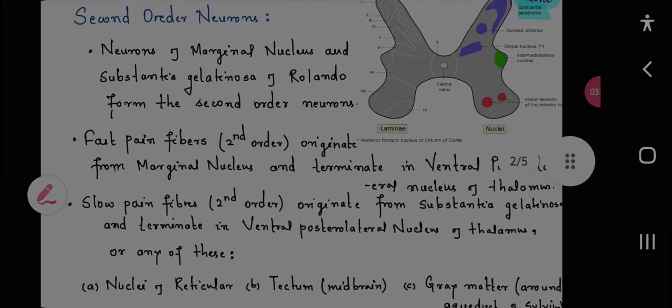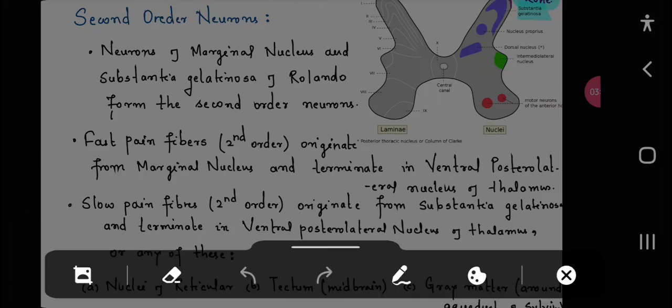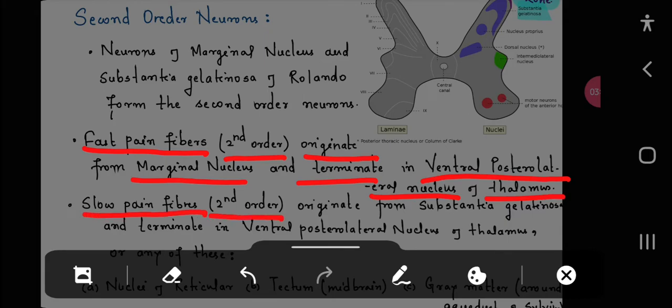Second order neurons. Neurons of the marginal nucleus and substantia gelatinosa of Rolando form the second order neurons. Fast pain fibers, second order, originate from the marginal nucleus and terminate in the ventroposterolateral nucleus of the thalamus. Slow pain fibers, second order, originate from the substantia gelatinosa and terminate in the ventral posterolateral nucleus of the thalamus.